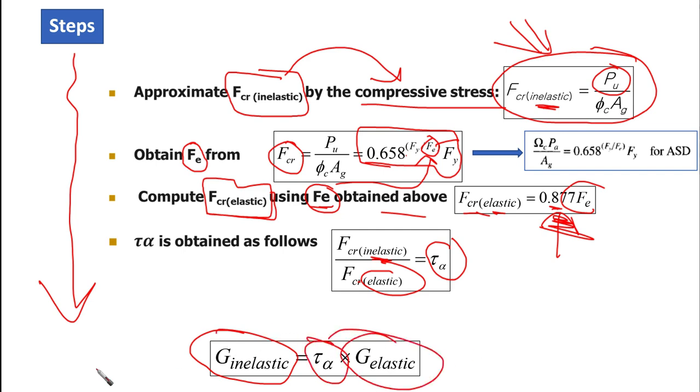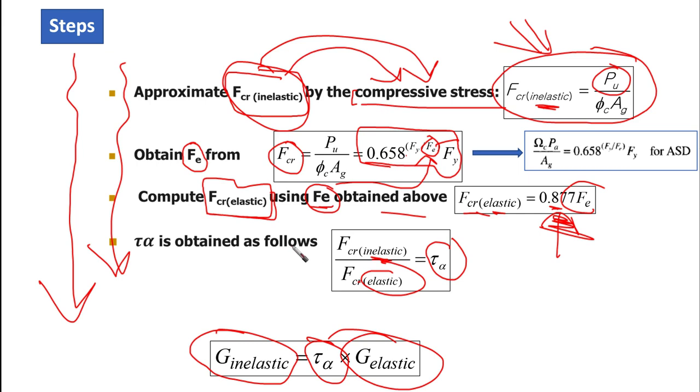Do you understand these steps? If you do not understand them, please stop the video and look again at this flow, or these steps. You're going to find that they are coherent. The only thing that we have assumed in the beginning is that Fcr inelastic is going to equal the compressive stress. That's it. Then we go through the remaining steps.